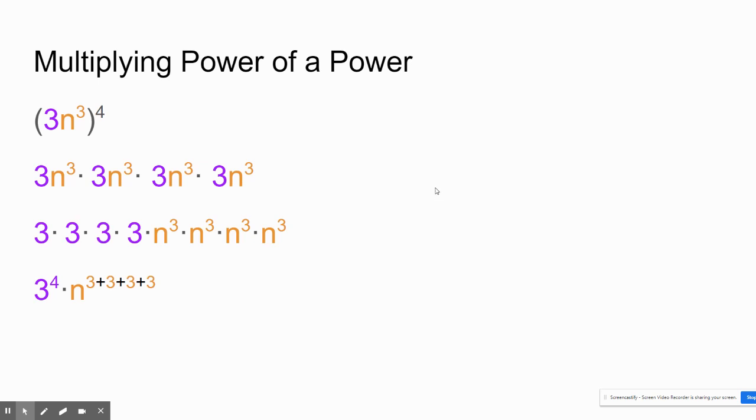3 to the fourth is 3 times 3 is 9. 9 times 3 is 27. 27 times 3 is 81. So it'd be 81 n to the 12th. Again, take a look at that problem. If that's not the answer you got, take a look at that problem and make sense of it.